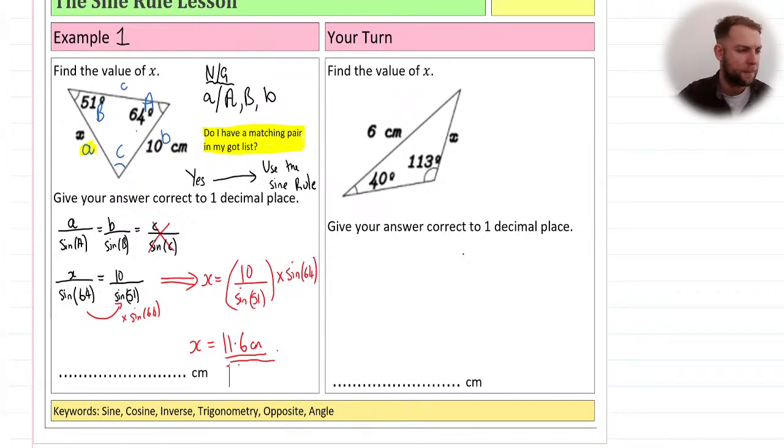Have a little go at that one on the right-hand side yourself. See if you can follow all the steps.